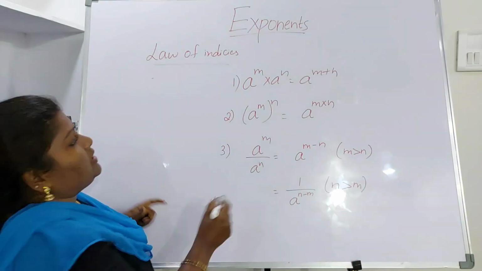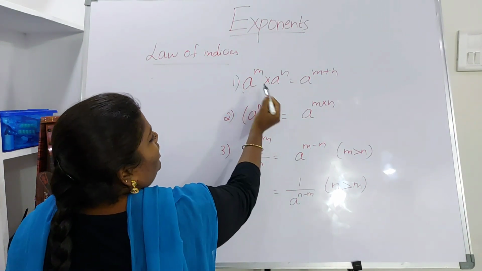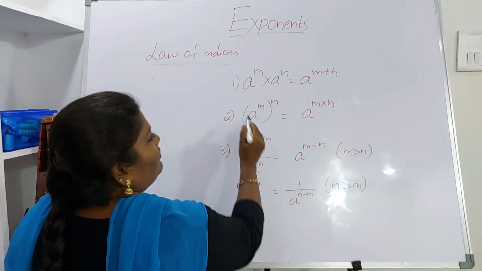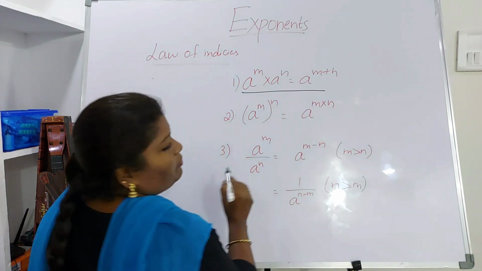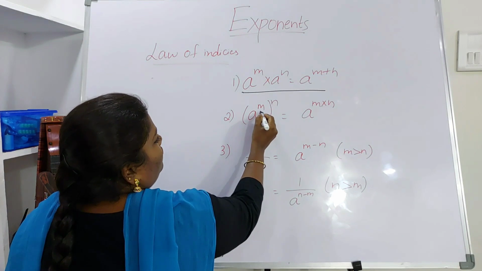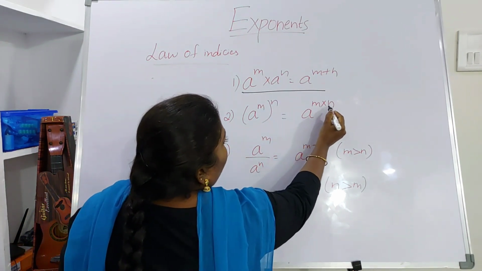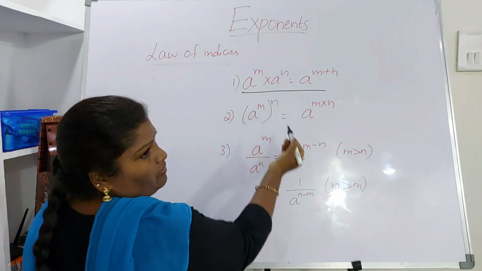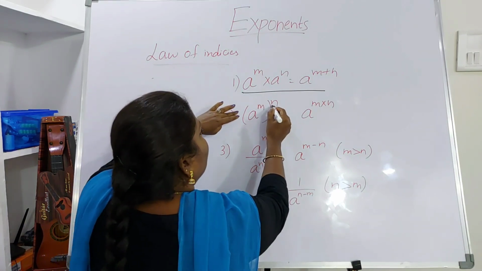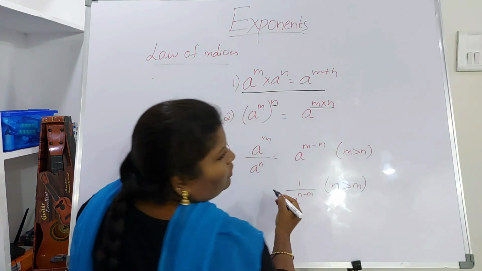Yes, let me repeat what we have learned today. We have learned a power m into a power n is equal to a power m plus n. Now for this you can remember, when bases are the same, add the powers. Now here a to the power of m whole to the power of n is equal to a to the power of m into n. Here, power of powers. Now a power m has another power n, so here you are going to multiply m into n.